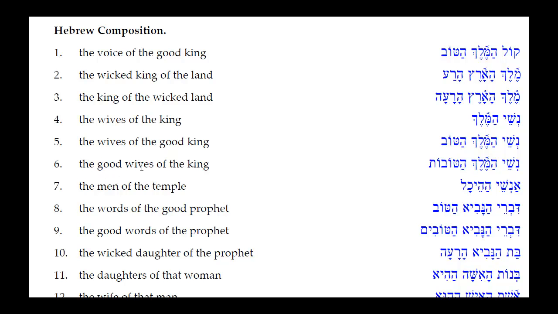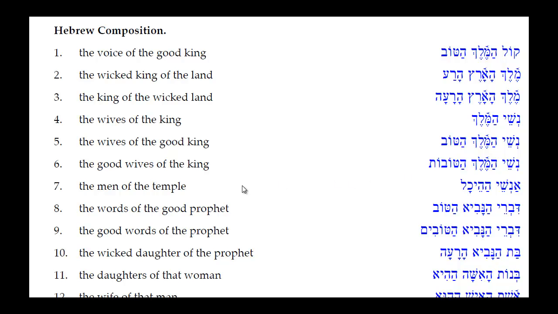Alright, the good wives of the king in number 6. So good is modifying the construct noun and not the absolute noun, which is king. King is the absolute noun, so we will want to say Neshe, wives of Hamelech, Hatovot, because good has to agree with Neshe in gender, number, and definiteness, since it's definite because of the absolute noun Hamelech being definite. Hatovot. And so we would say Neshe Hamelech Hatovot.